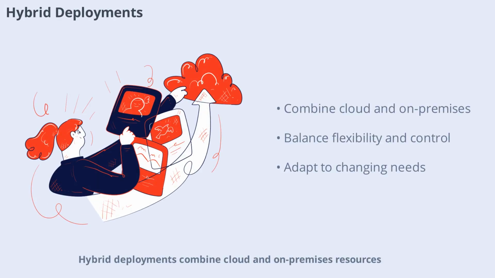Hybrid deployments combine cloud and on-premises resources, offering flexibility and resilience. This approach lets you balance cost, performance, and security based on your needs. Hybrid deployments are especially useful for organizations with strict data privacy requirements or variable workloads.